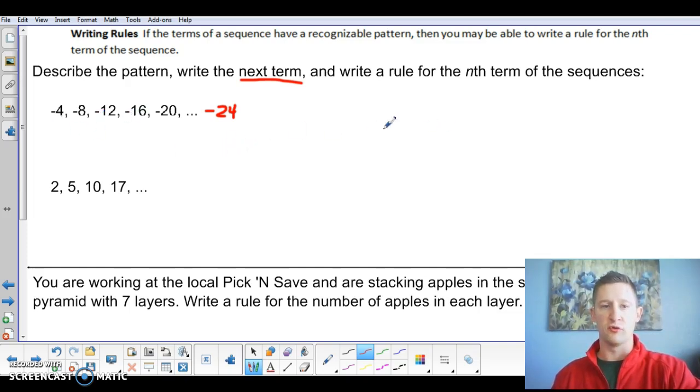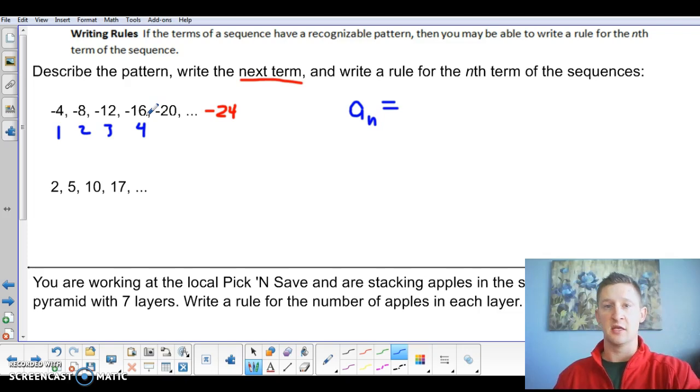Now, to write a rule for this term, remember that this is the first term, this is the second term, this is the third term, etc. When I write the rule, I want to be able to find the nth term of the sequence. I want to be able to plug in the number of the term to come up with the actual value for that term. So I plug in 1, I get -4. I plug in 2, I get -8. I plug in 3, I get -12. I plug in 4, I get -16.